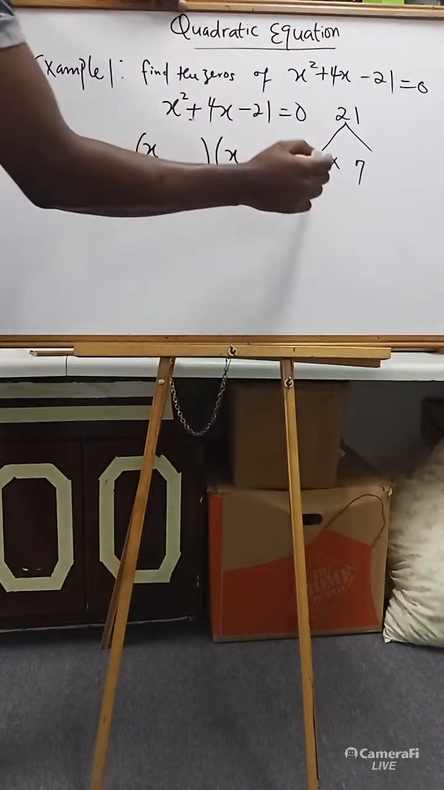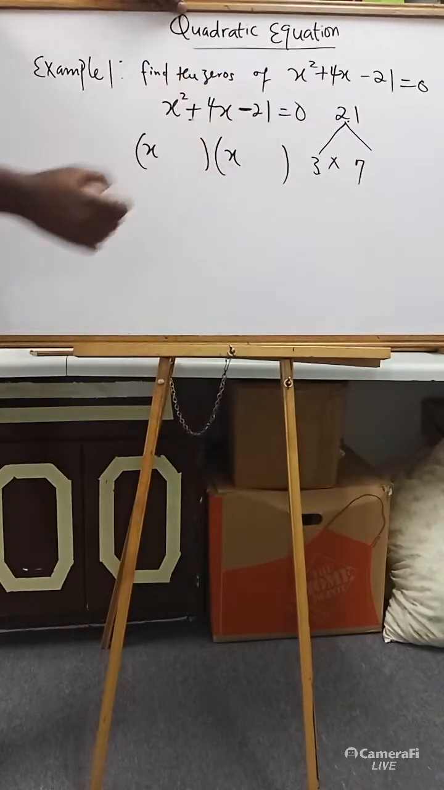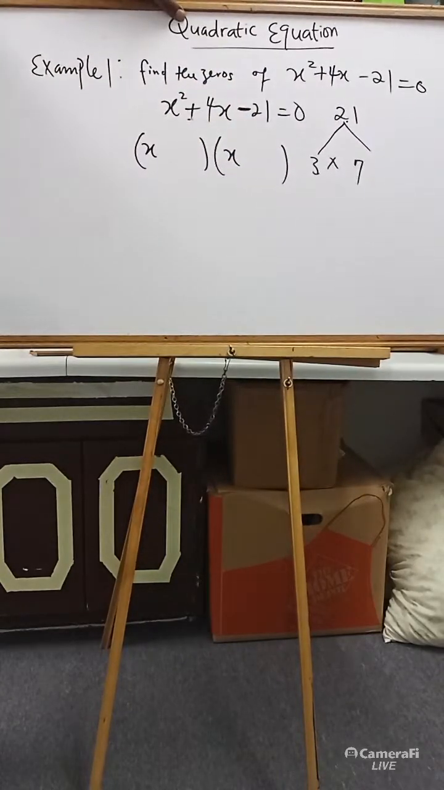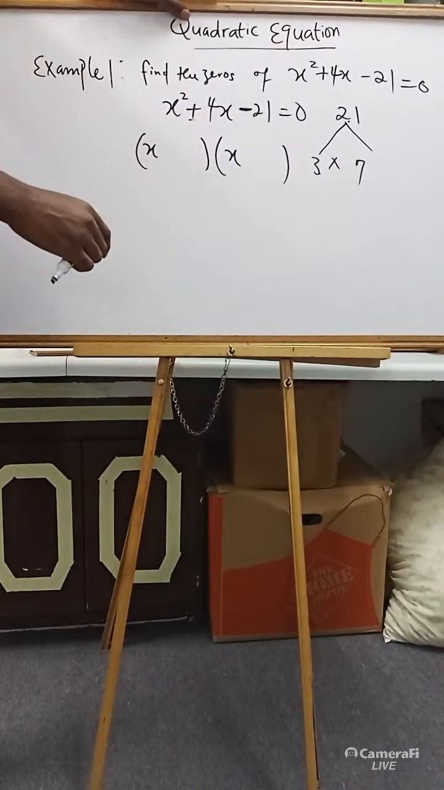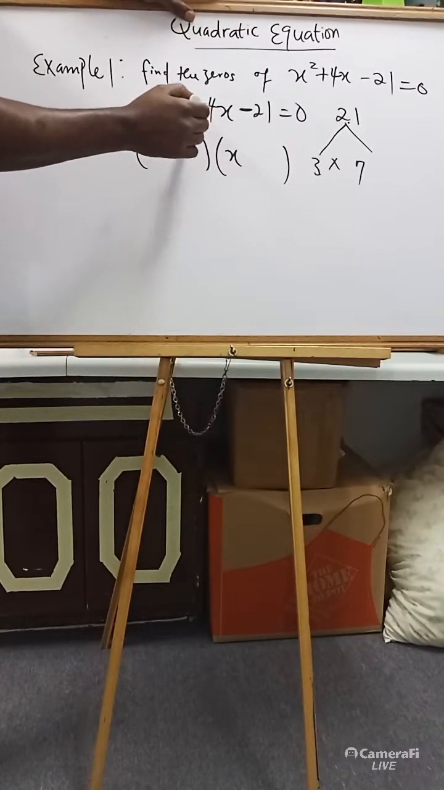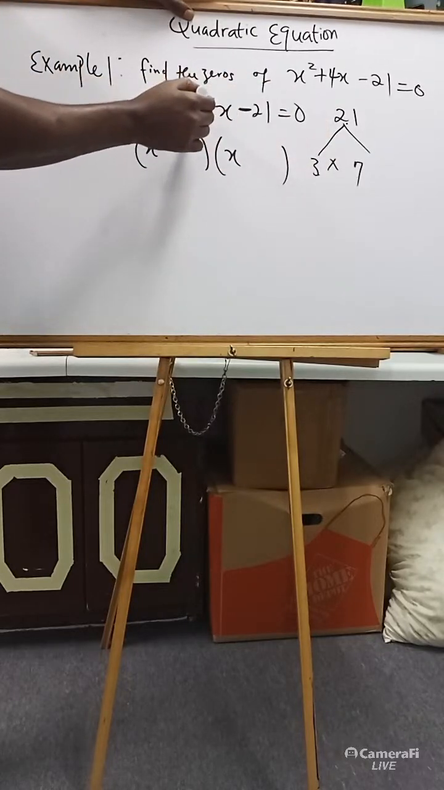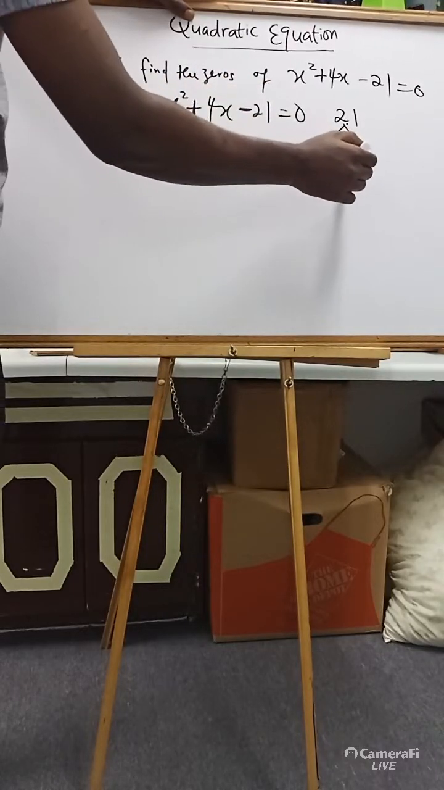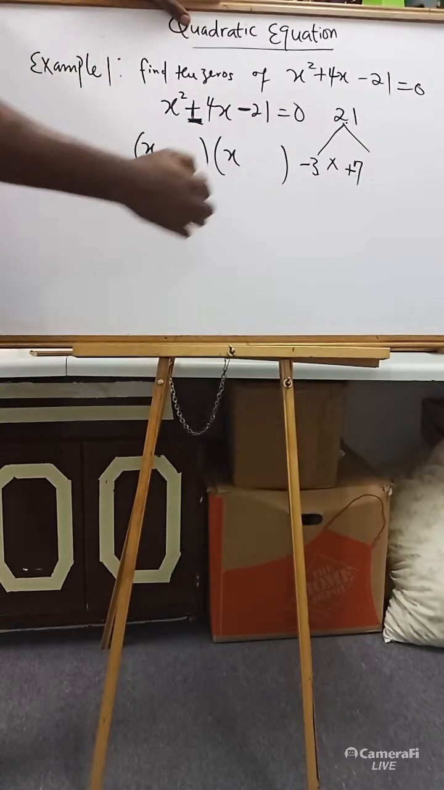Now, we have 3 multiplied by 7 gives 21, but here we are having negative 21. How can we have negative 21? That means either this or this must be negative. So, how do we determine that? Don't forget that we're having positive 4 here. So that shows that for you to have positive 4, the highest number must be positive, while the lower number must be what? Negative.